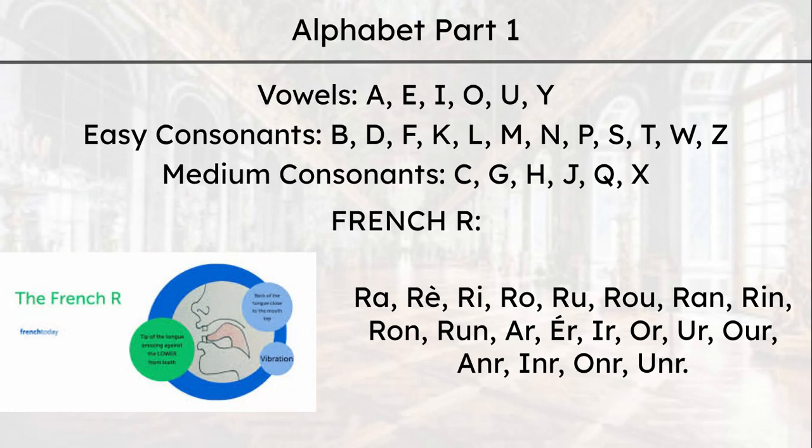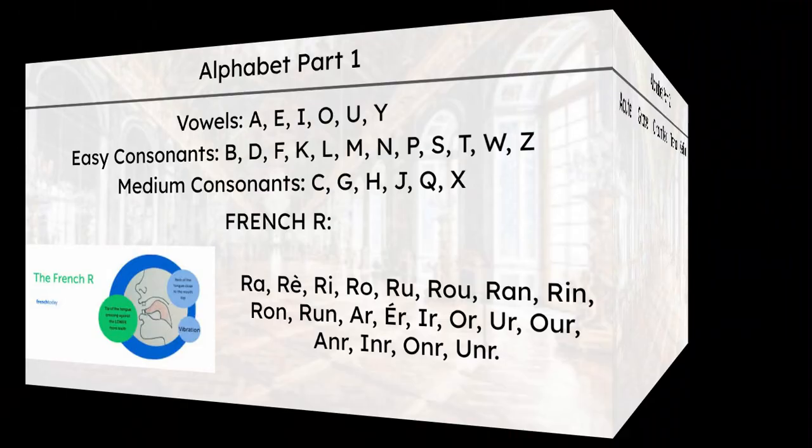And then we also have the ligature OE, with the letters connected. I didn't put it on the slide, but you've probably seen it before, like in hors d'oeuvre. It's kind of like the U in hurt, but with rounded lips.